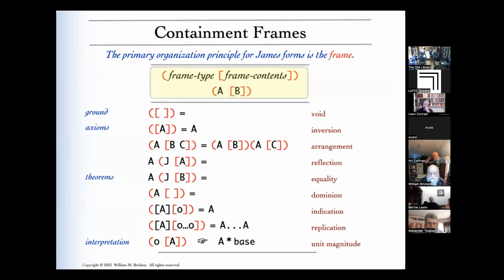And here's a cover theorem. Now, that's a slide we can skip. It just says that the primary organization of James algebra is a frame.